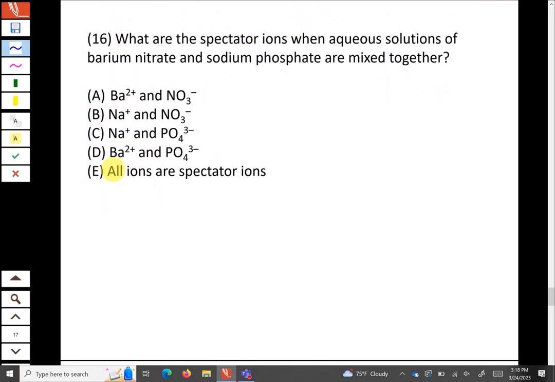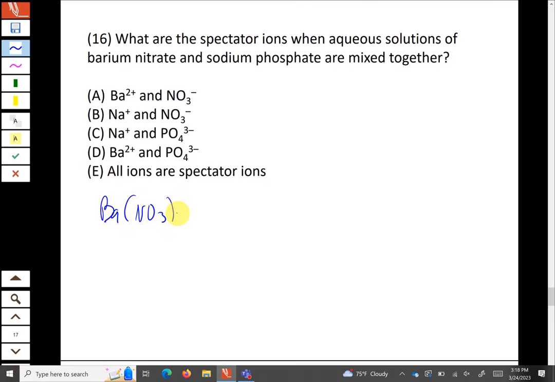All right, so this one asks another sort of aqueous reaction type problem. What are the spectator ions when aqueous solutions of barium nitrate and sodium phosphate are mixed together? As we're told here in the answer choices, barium is 2+, so barium nitrate is going to have 1 barium and 2 NO3 minuses.